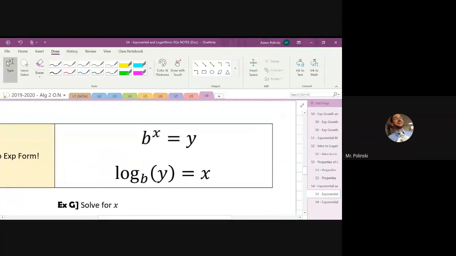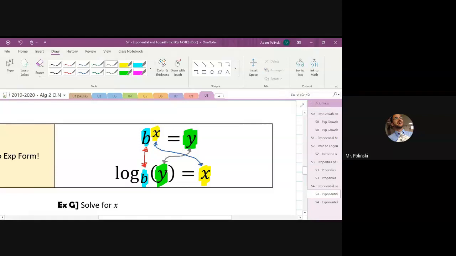Remember, we know how to move between exponential and logarithmic form, in the sense that the base is the base is the base. We can just drop the base down, moving back and forth. The logarithm just equals whatever the exponent is, so our exponent gets moved around, and the answer was just whatever the argument was on the inside.